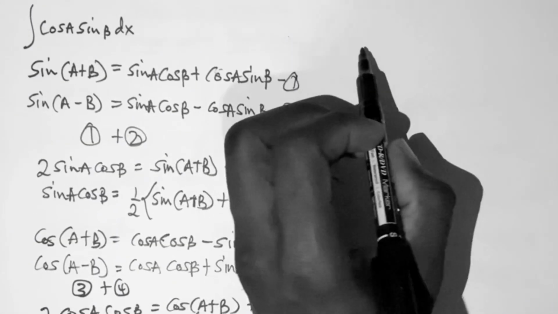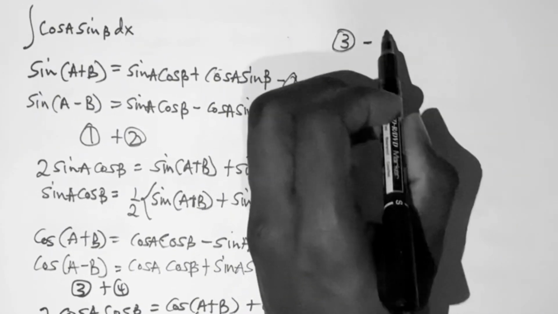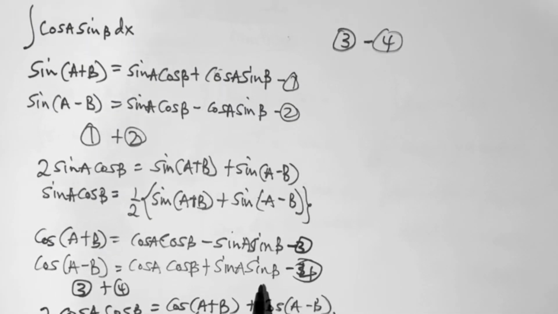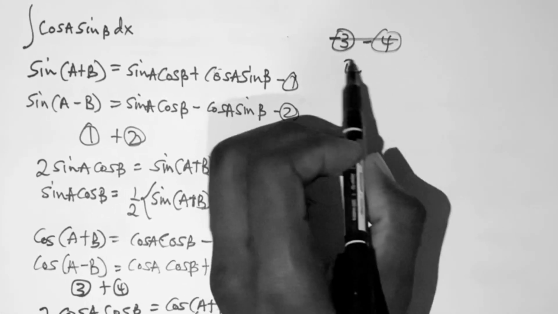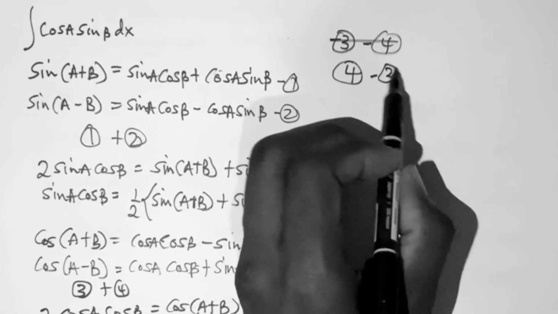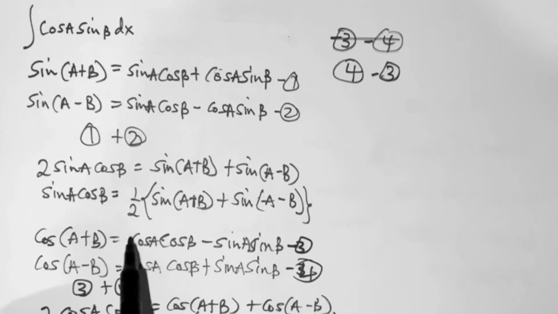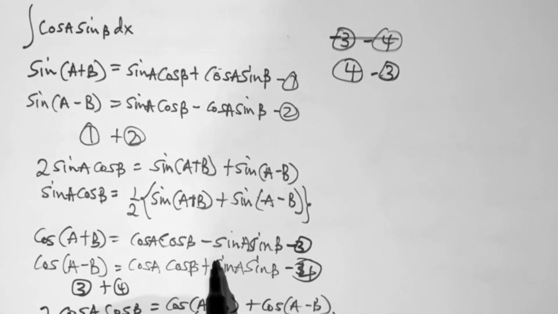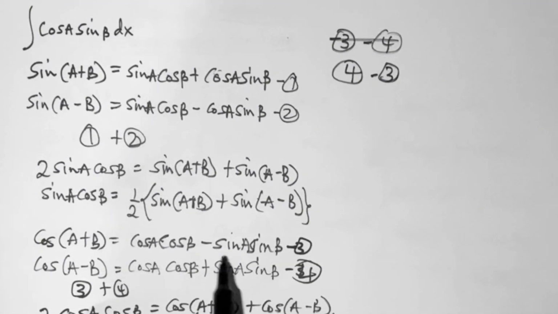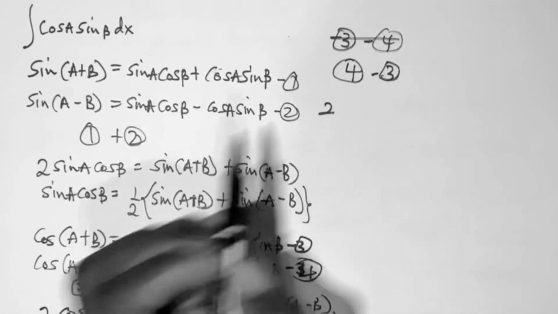So let's do it here. Equation 3 minus equation 4. So you see that, let me rather do it equation 4 minus equation 3. So you see that we are going to subtract this one from this, and then this side cos A cos B will go to 0. So it becomes now sine A sine B minus sine A sine B becomes 2.